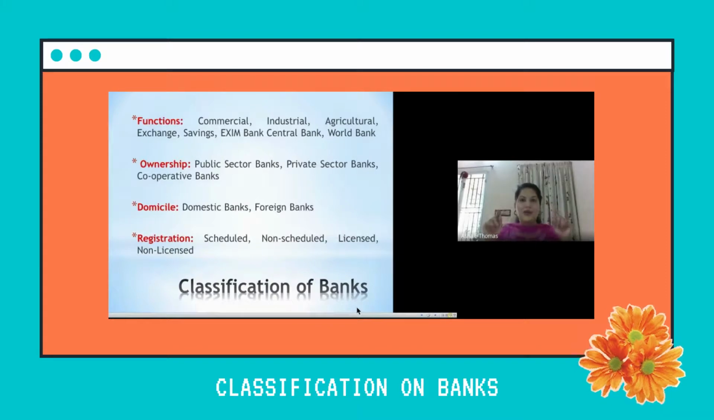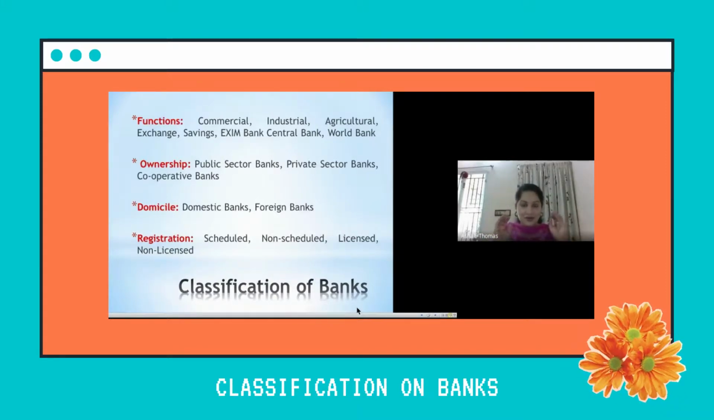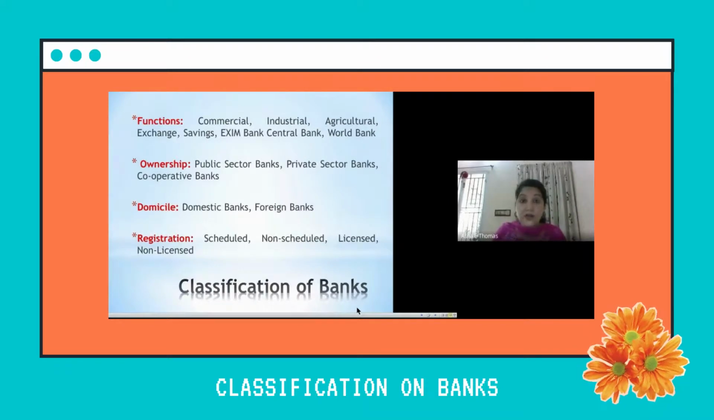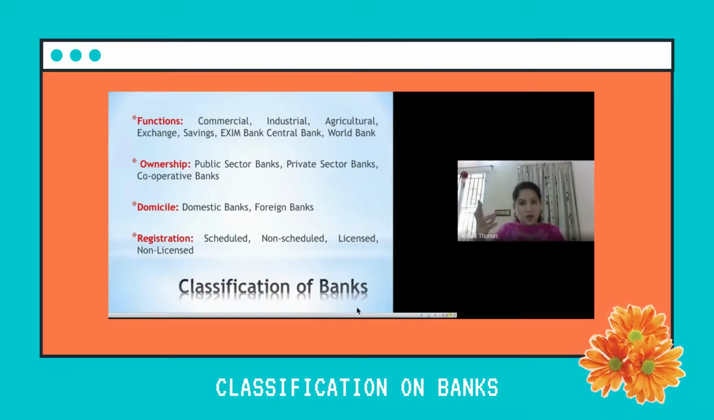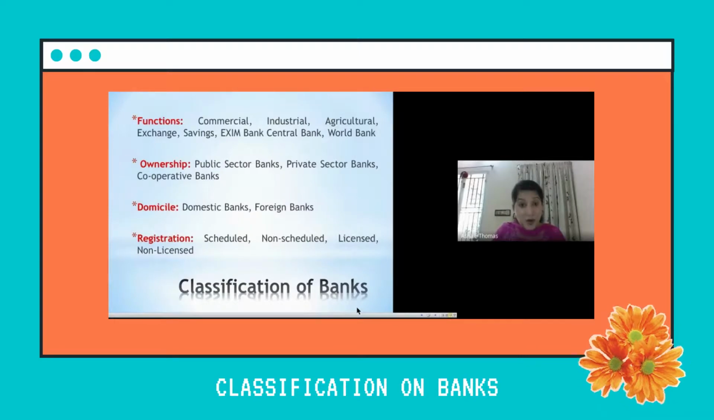As I said in the beginning, a class can be classified in different ways using different logic. I can classify on the basis of gender, your marks, or your hobbies. Likewise, we are classifying the banks. First, we talked about classification of banks based on function. Today, we are talking about classification of banks based on ownership.